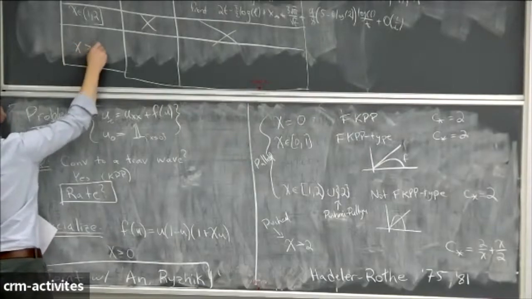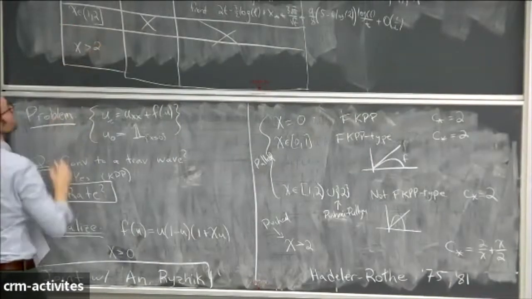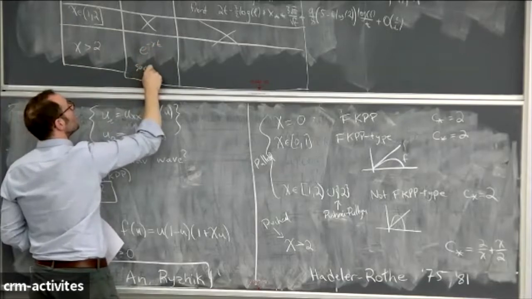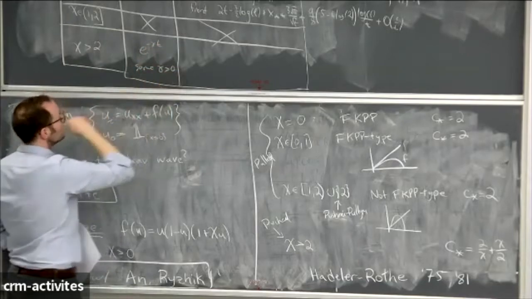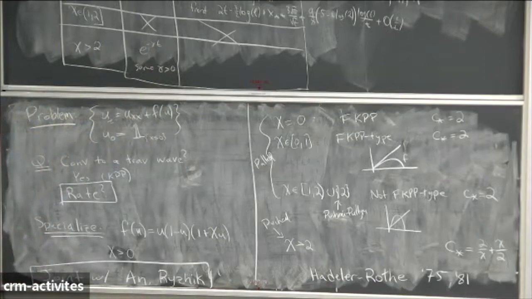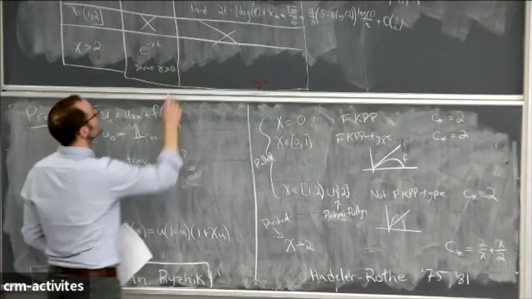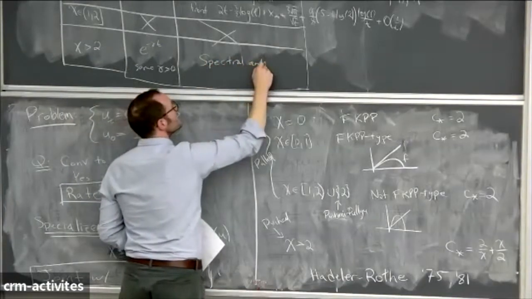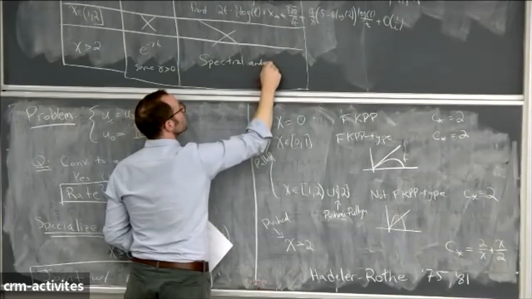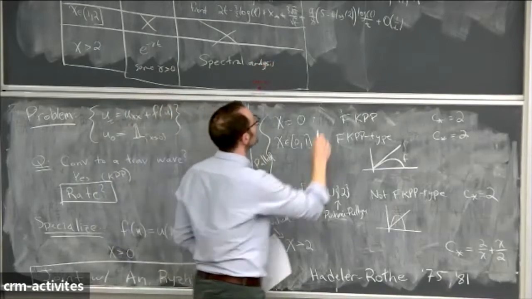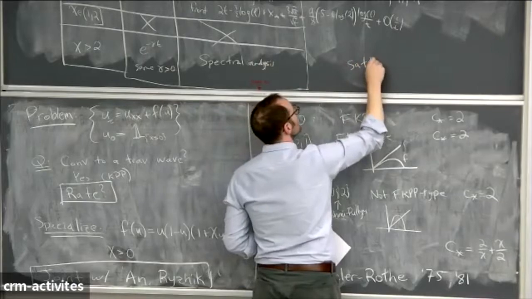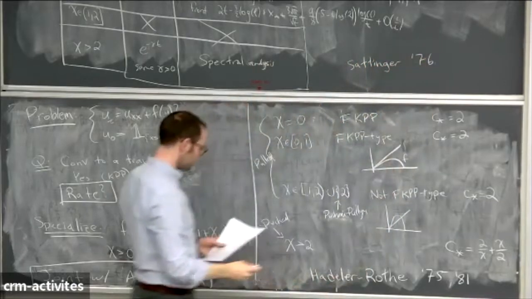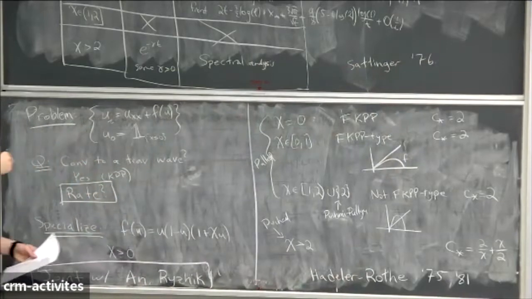When chi is bigger than 2, so this is again when we go to push, we actually get e to the minus gamma t. I don't want to stake my life on this, but I believe it's just some gamma. You don't really know what the gamma is. And in this case, you do something spectral. Anytime you see an exponential convergence rate, it usually means there's an eigenvalue in there somewhere. And so this is due to Sattinger 76. All right. So this is what we know.